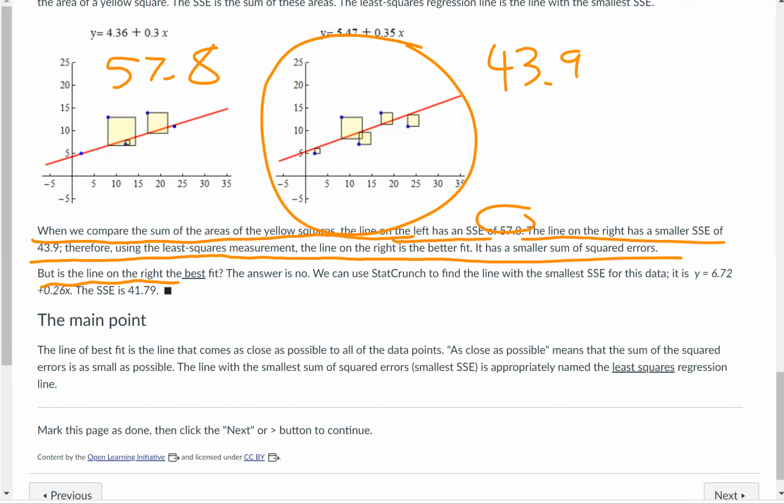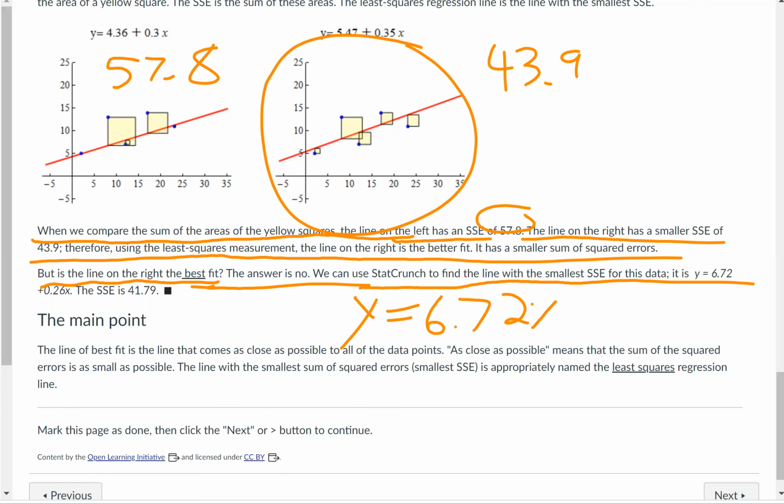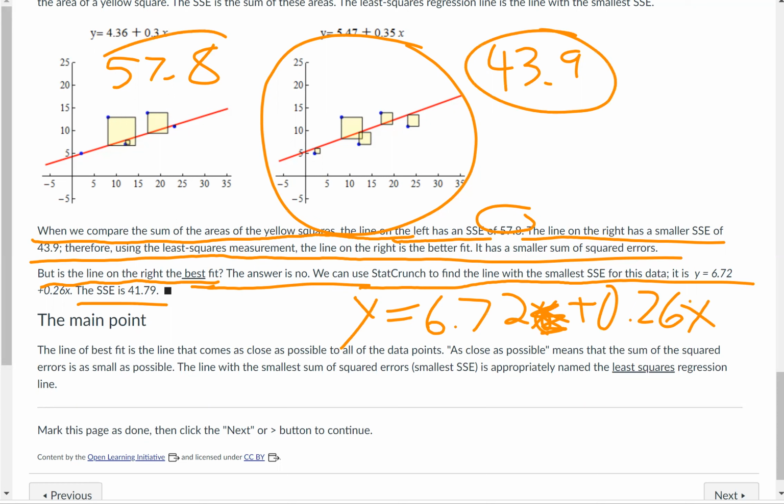But is the line on the right the best fit? The answer is no. We can use StatCrunch to find a line with the smallest SSE for this data. It's actually y equals 6.72 plus 0.26x. Wait, what? Oh no, sorry, there's no x on this one. This one has an x, sorry about that. The SSE is 41.79, which you can tell is smaller than either of these SSEs.